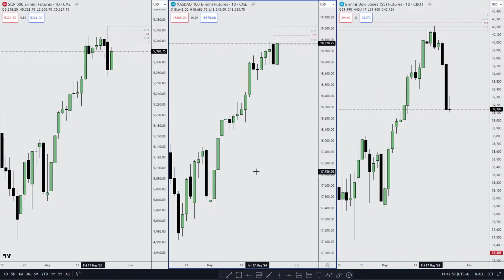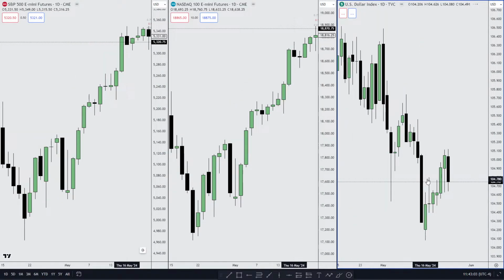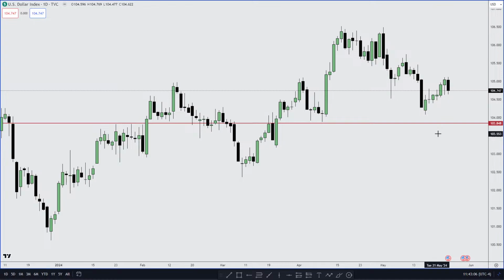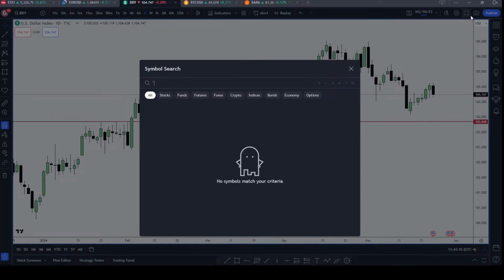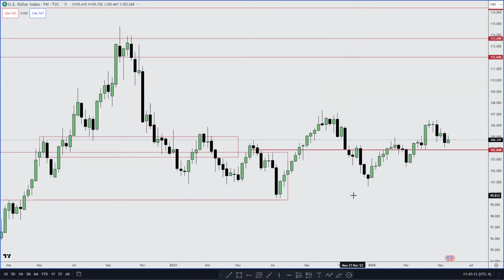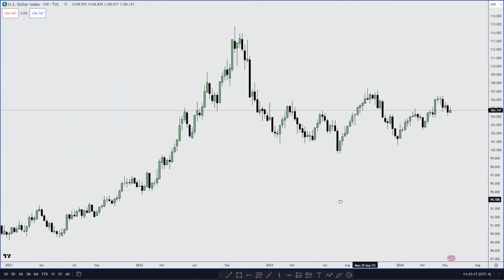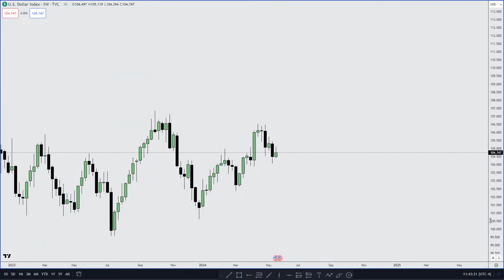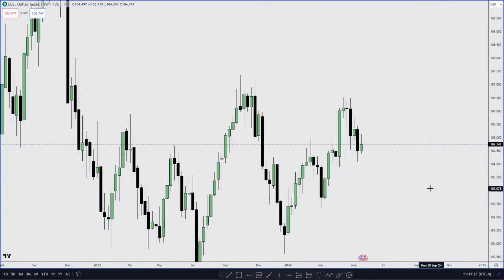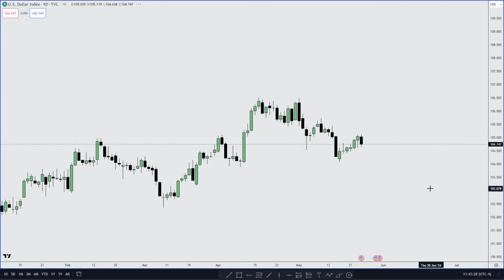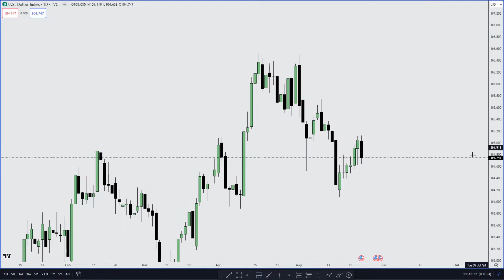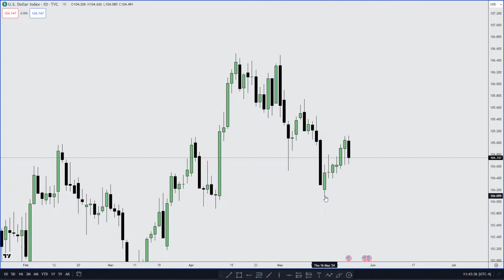Right, let's take a look at the dollar. For the dollar here, this low SMTs against EU and the British pound. So I'm anticipating higher prices for the dollar.